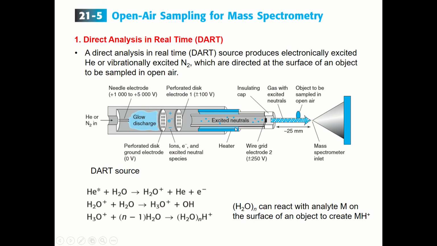And mass spectrometry is being well developed now. New techniques are emerging, and a new technique can now be operated in open air. Let me introduce several techniques. The first one is DART, direct analysis in real time. A direct analysis in real-time source produces electronically excited helium or vibrationally excited nitrogen gas, which are directed at the surface of an object to be sampled in open air.